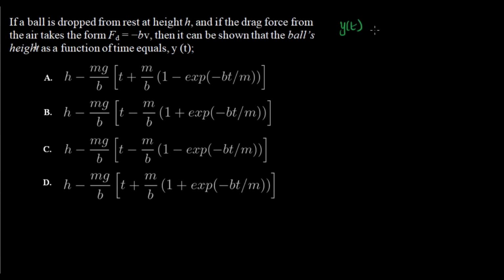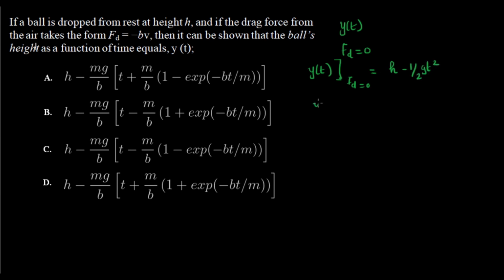The displacement as a function of time. So let's consider the case where Fd equals 0, like we always do in this method. So what happens when Fd equals 0? The ball is dropped from a height h, and we have the displacement y of t. If Fd equals 0, you have the total displacement to be h minus half g t squared, right?